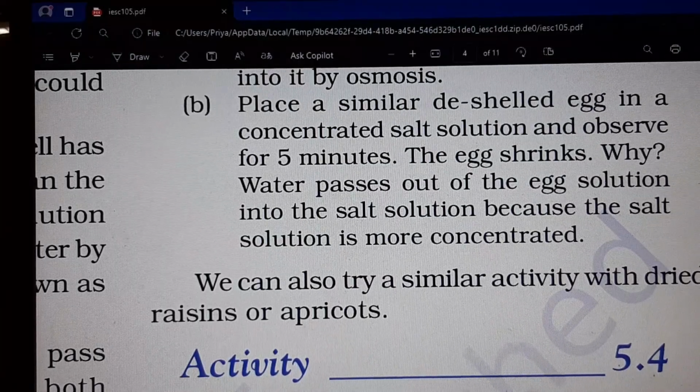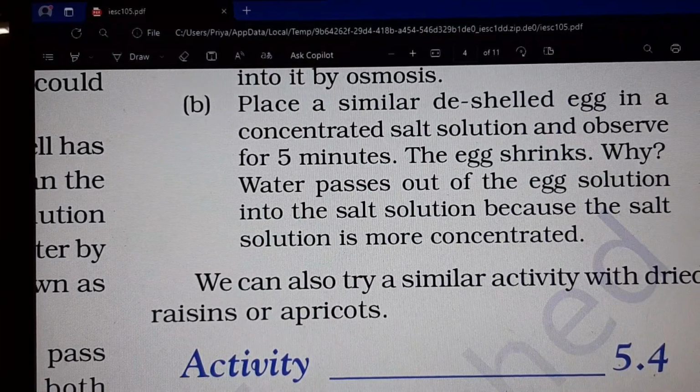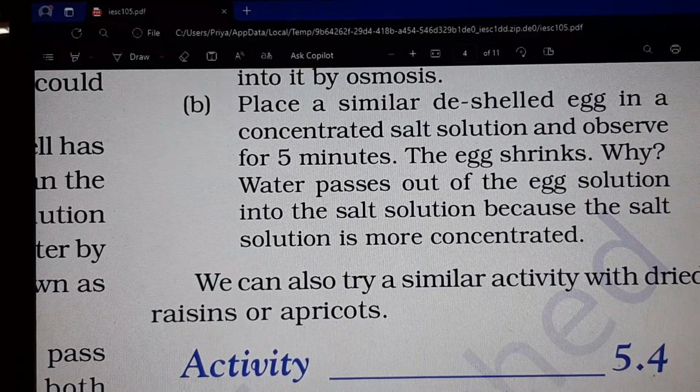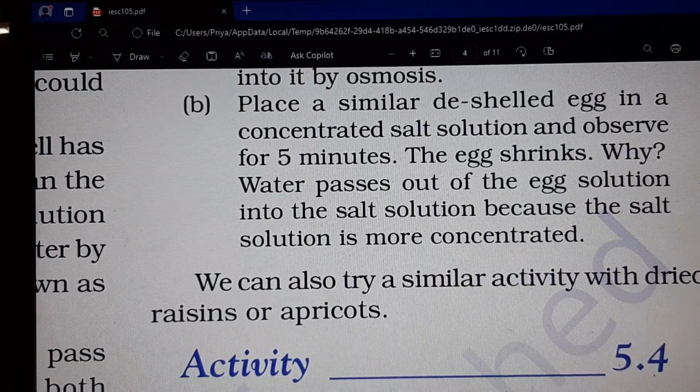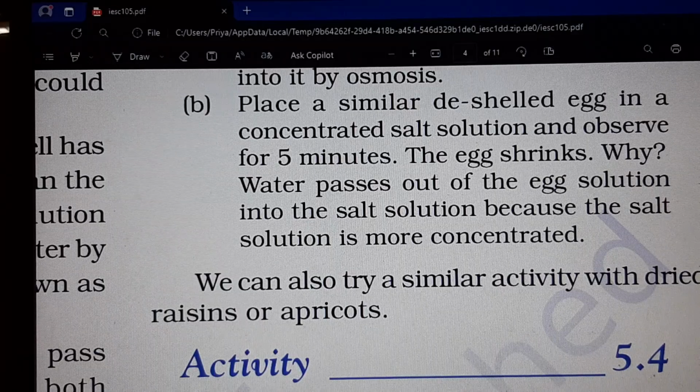Place a similar deshelled egg in a concentrated salt solution and observe for 5 minutes. The egg shrinks. Why? Water passes out of the egg into the salt solution because the salt solution is more concentrated. We can also try a similar activity with dried raisins or apricots.